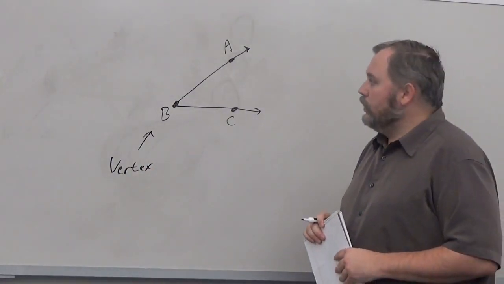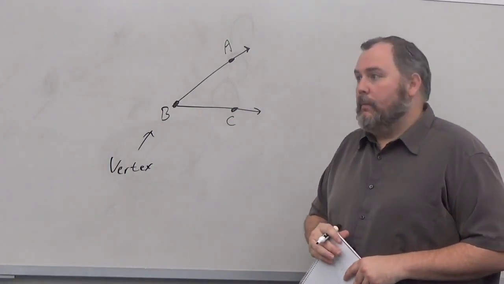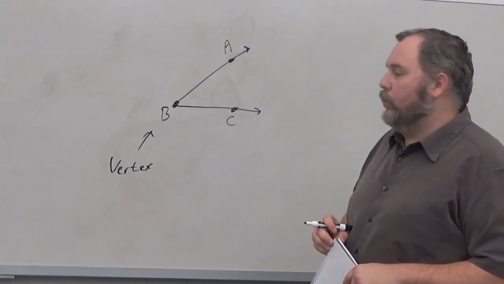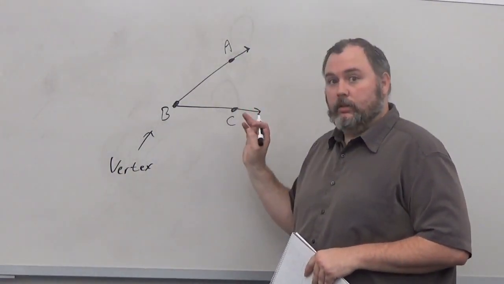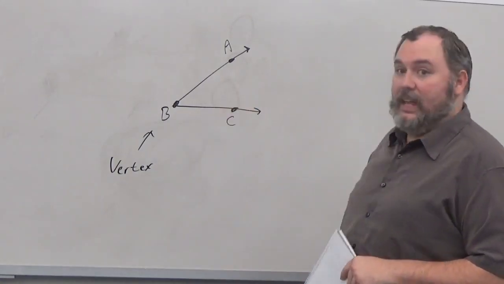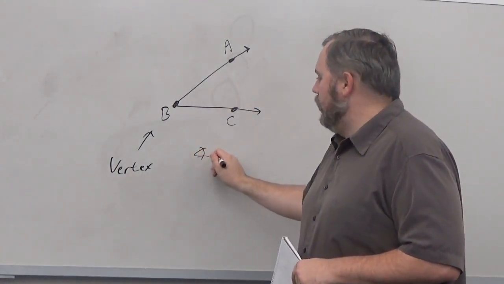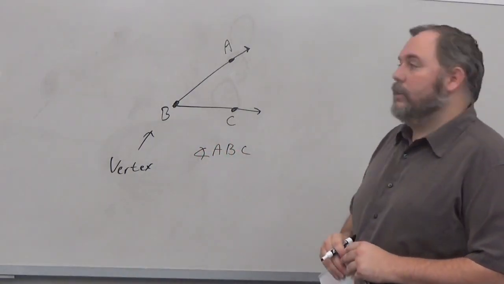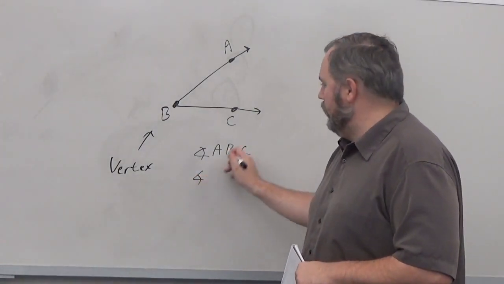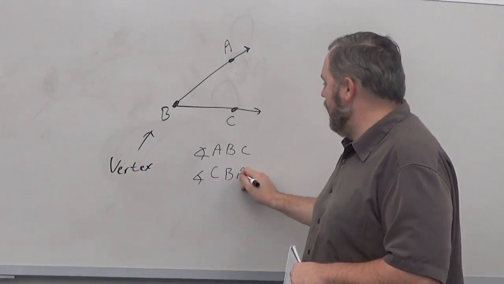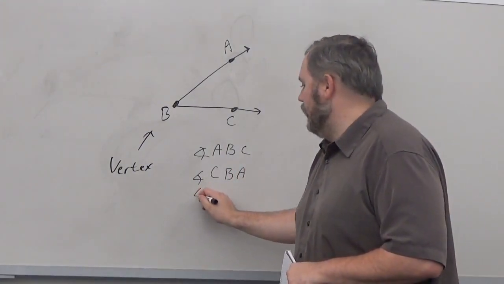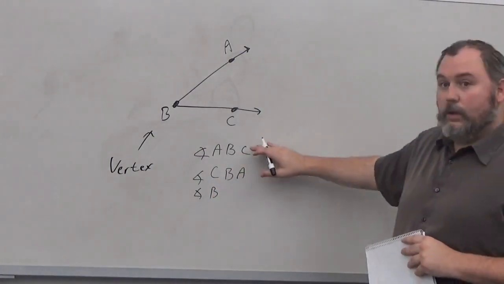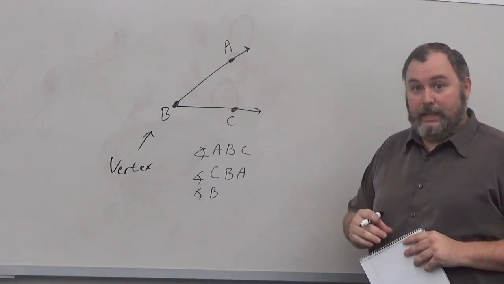Now, we have an angle, but the question is, what do we call it? Well, we can give it a couple of different names, but it all depends on what points we're using. Okay? Well, this thing has points A, B, C. So we could call it angle A, B, C. Well, I don't like that one, so let's give it a different name. I could call it angle C, B, A. And then finally, I could call this thing angle B. All three of these names are correct. I could call it angle ABC, angle CBA, and angle B.